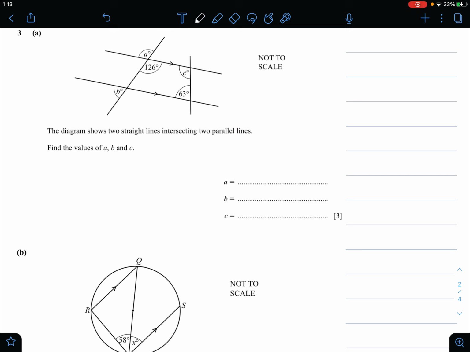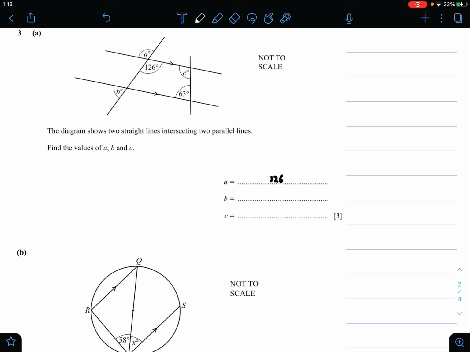So for part A, they are asking us to find the values of A, B and C. Now the value of A is pretty straightforward because they are opposite angles. So A would be equal to 126 because opposite angles are equal. Therefore A is 126.